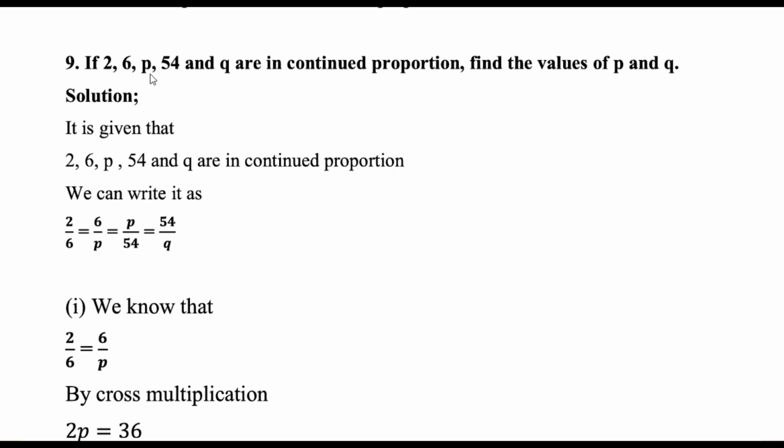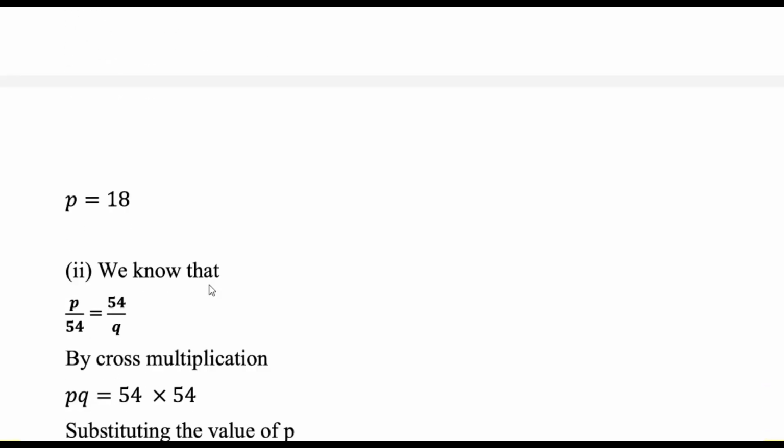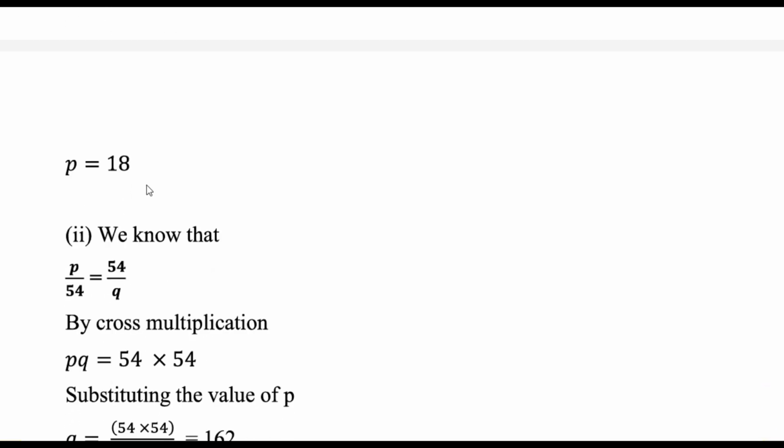If 2, 6, p, 54 and q are in continued proportion, find the values of p and q. It is given that 2, 6, p, 54, q are in continued proportion. So we can write 2 by 6 is equal to 6 by p is equal to p by 54 is equal to 54 by q. Let's do one by one. As we know, 2 by 6 is equal to 6 by p. By cross multiplication, we will get 2p is equal to 36, p is equal to 18.